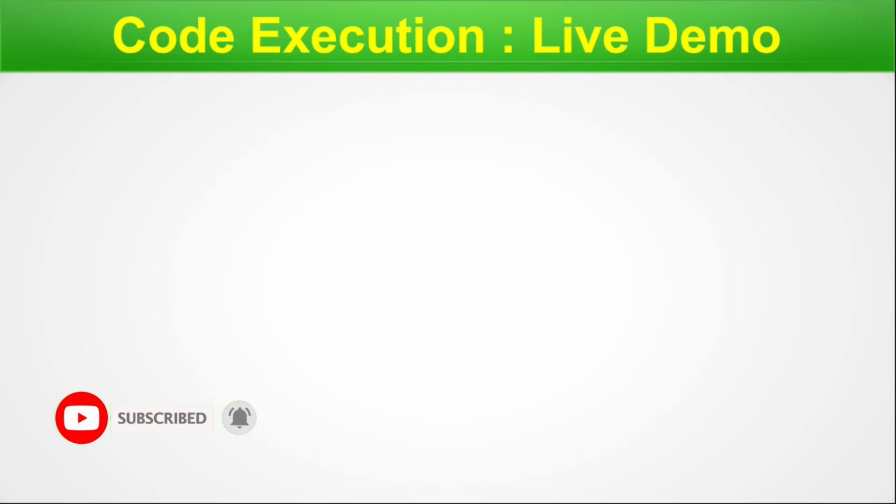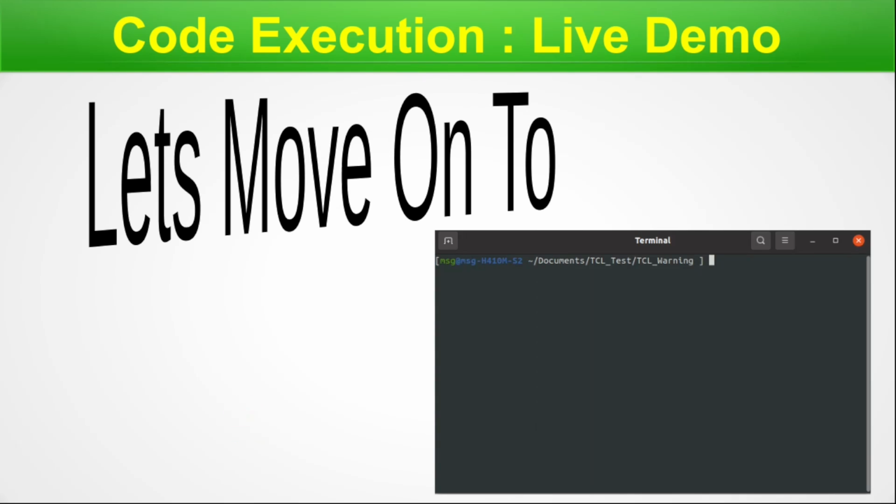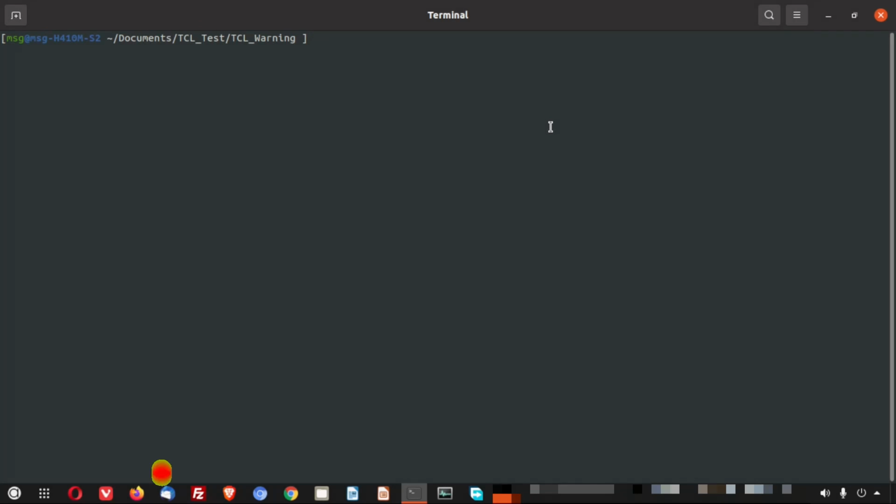Code execution and live demo. So it's our time. Let's move on to the terminal where we will do the actual hands-on operation on the code and see the output. So here we are in the terminal and I am in the directory where the code is kept. You can see this is the error.log. Again, I am emphasizing that I'll provide this link in the description of this video so that you can get this log file.